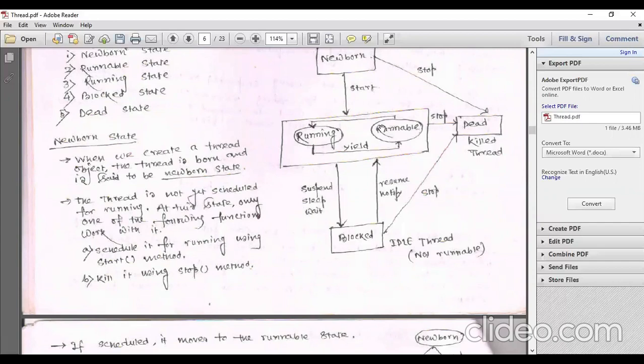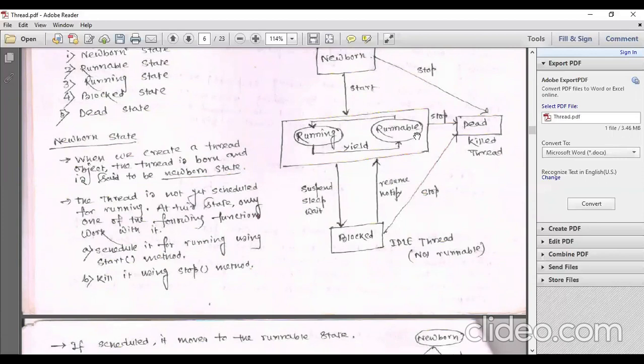So definitely a waiting queue must be maintained. So that state is called the runnable state. Fine. I hope you understood the difference between running state and runnable state.